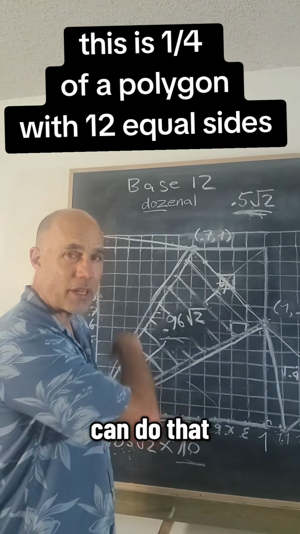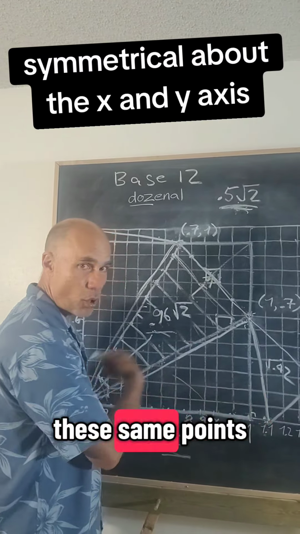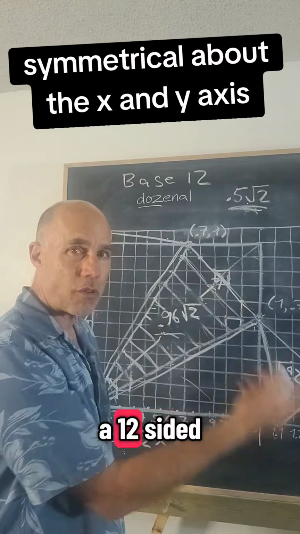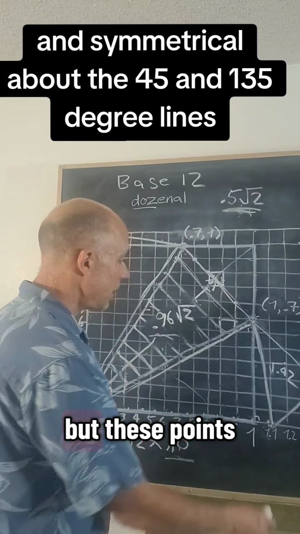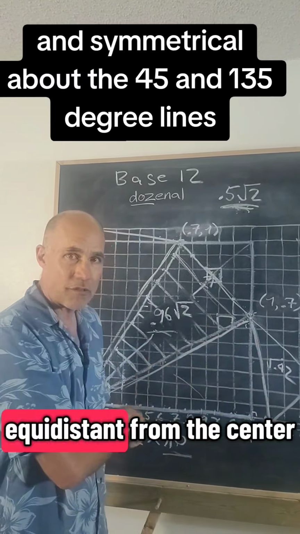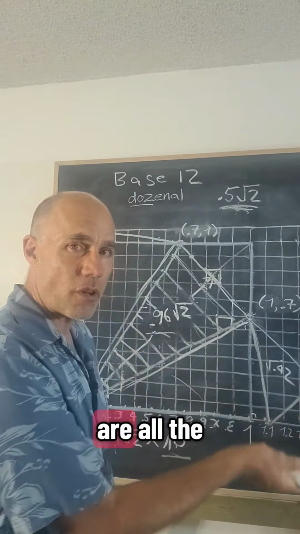plane. Of course, we can do that in the other 3 quadrants as well. They're going to link up on these same points. So we've created a 12-sided dodecagon where all the sides are the same length, but these points are not all equidistant from the center. So we have an irregular dodecagon with sides that are all the same length.